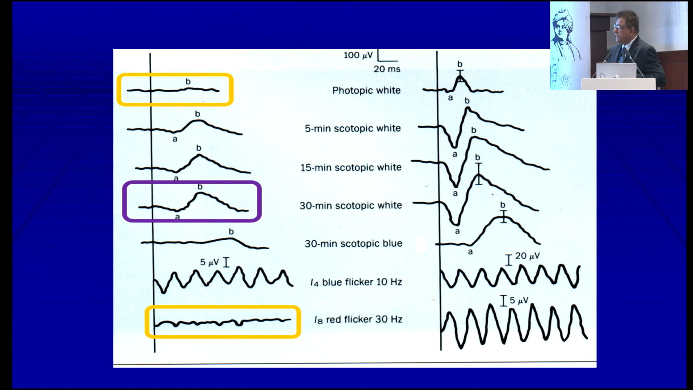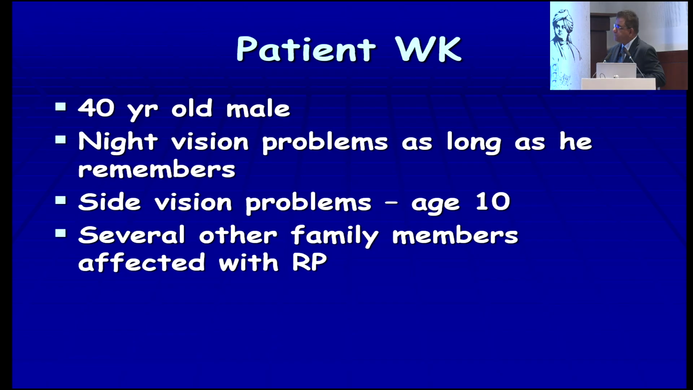And then looking at the rods, they're down. They're not normal, but still better than cones. So this condition is described as cone rod dystrophy. This patient had cone rod dystrophy. If the ERG was totally normal, it would probably be Stargardt disease.